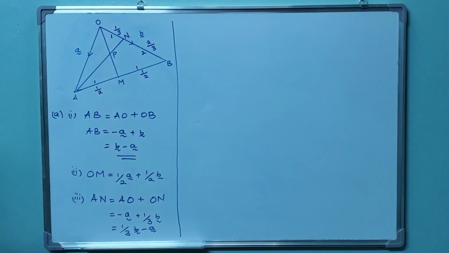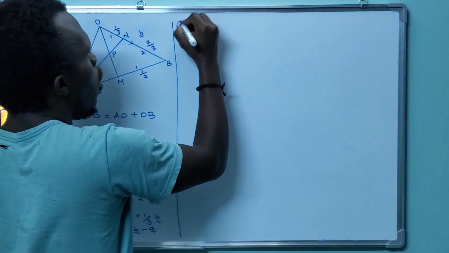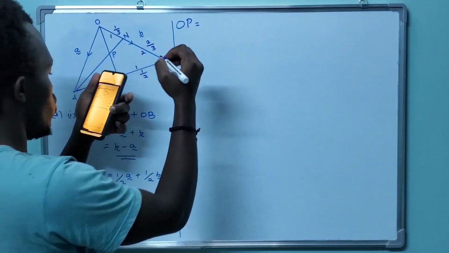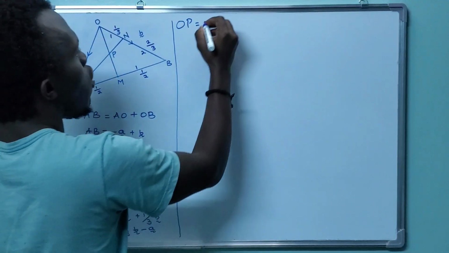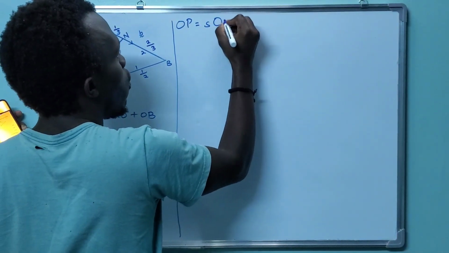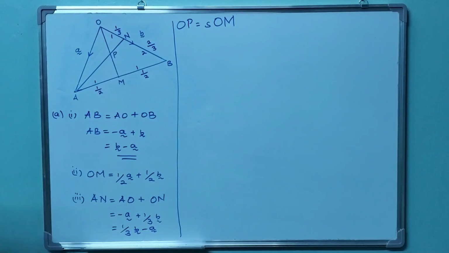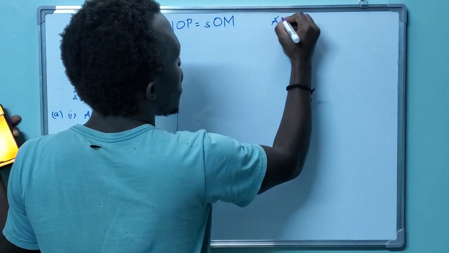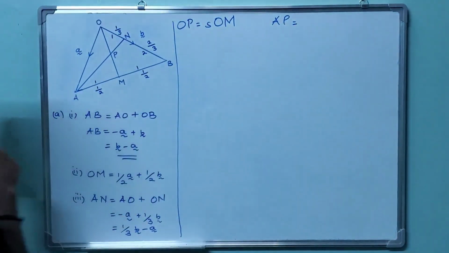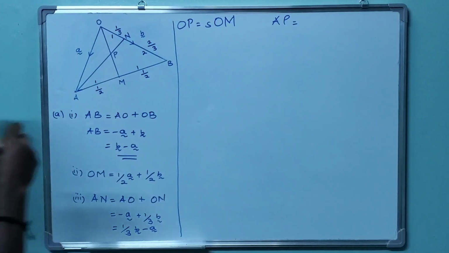Question number B. I'm being told OP is equal to SOM, and then AP equals TAN.